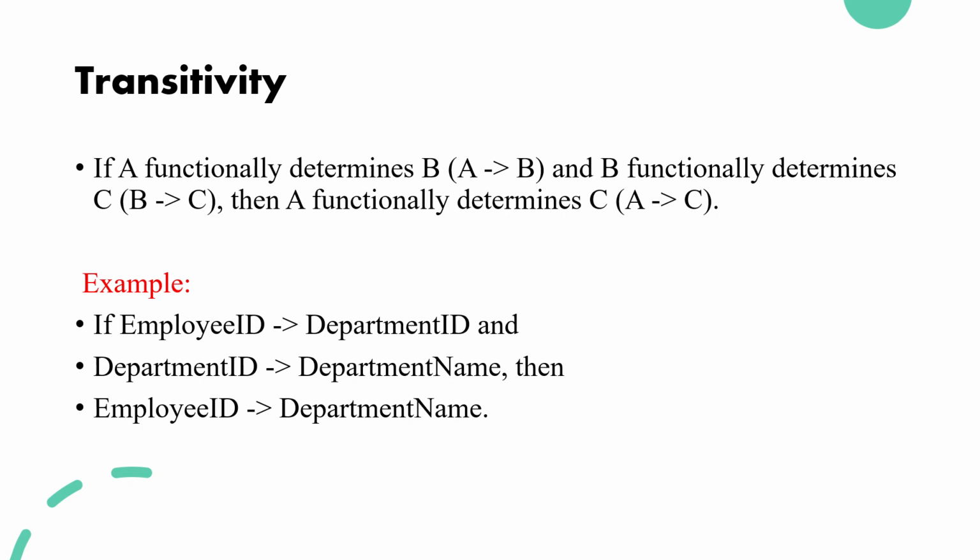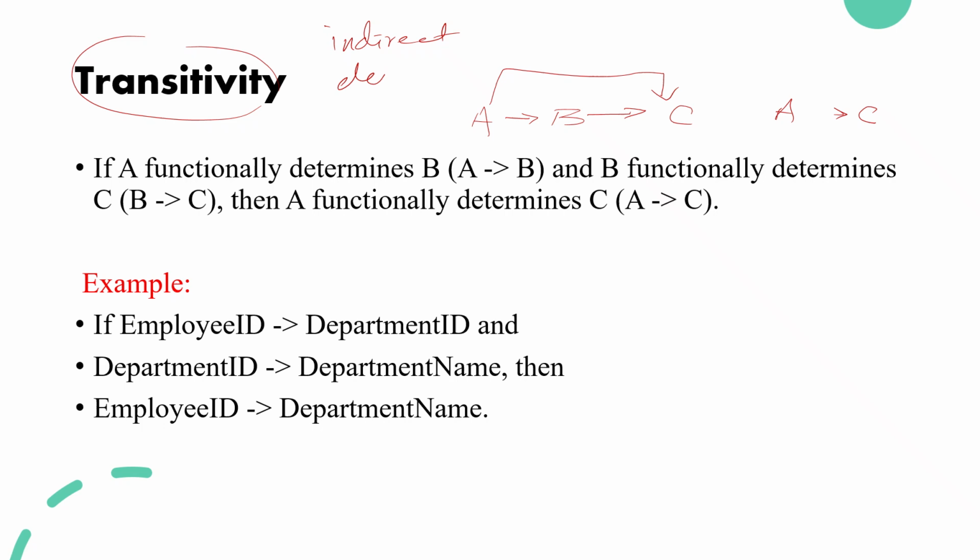So here, if A functionally determines B, and if B functionally determines C, then I can write A determines C. So this is called transitivity dependency. It is an indirect dependency. This transitivity property allows for the inference of indirect dependencies.